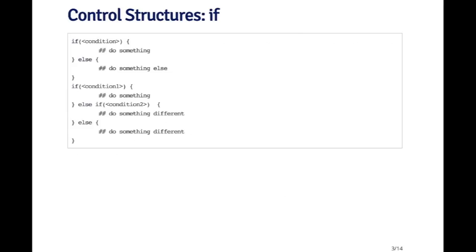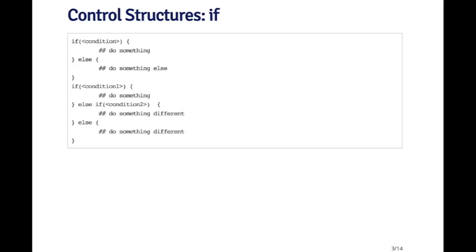So the first structure is if. This is the if combined with else, which allows you to test logical conditions and to let the R program do something, depending on whether or not that condition is true or false. So if the condition is true, then you do something, else you do something else. That's a typical kind of construct.